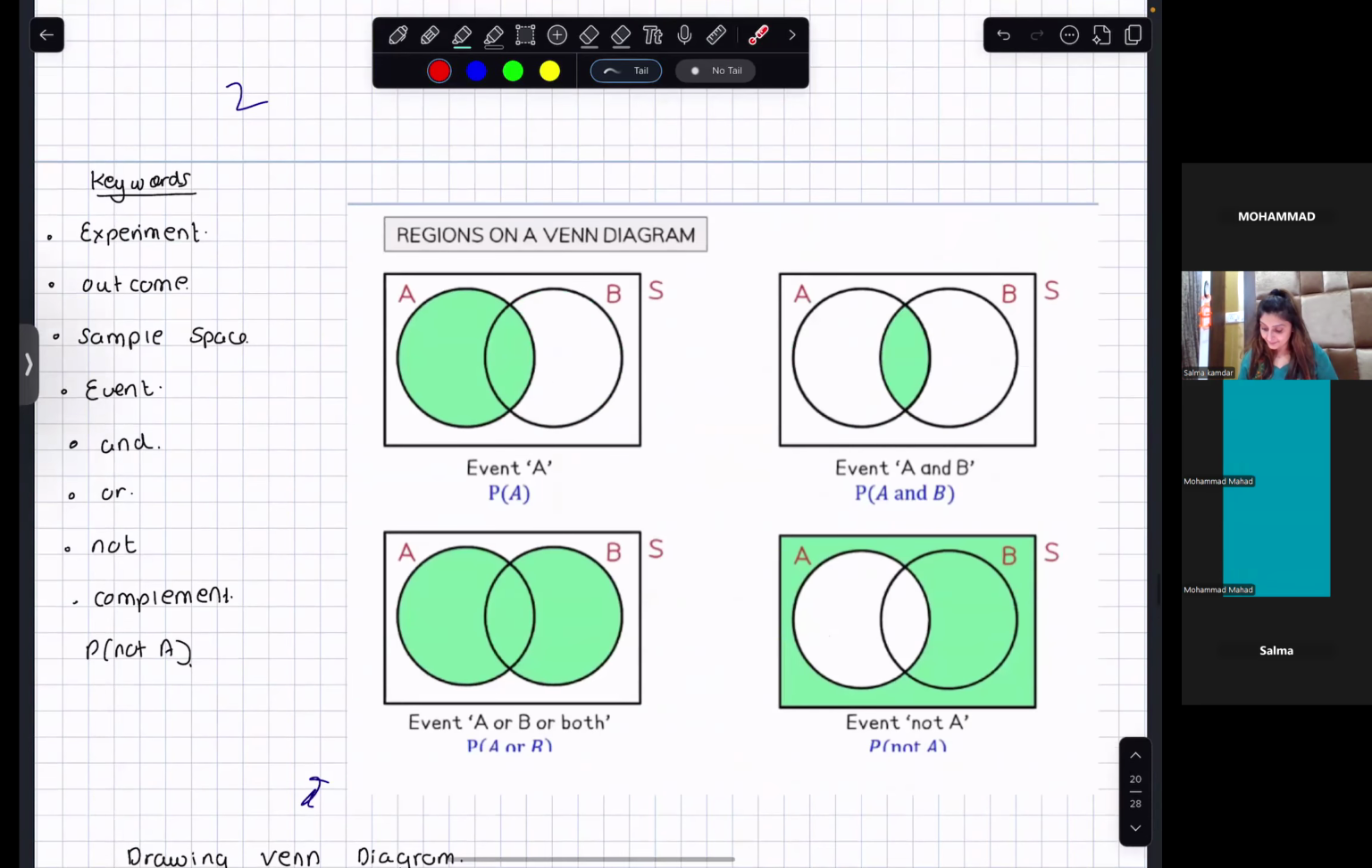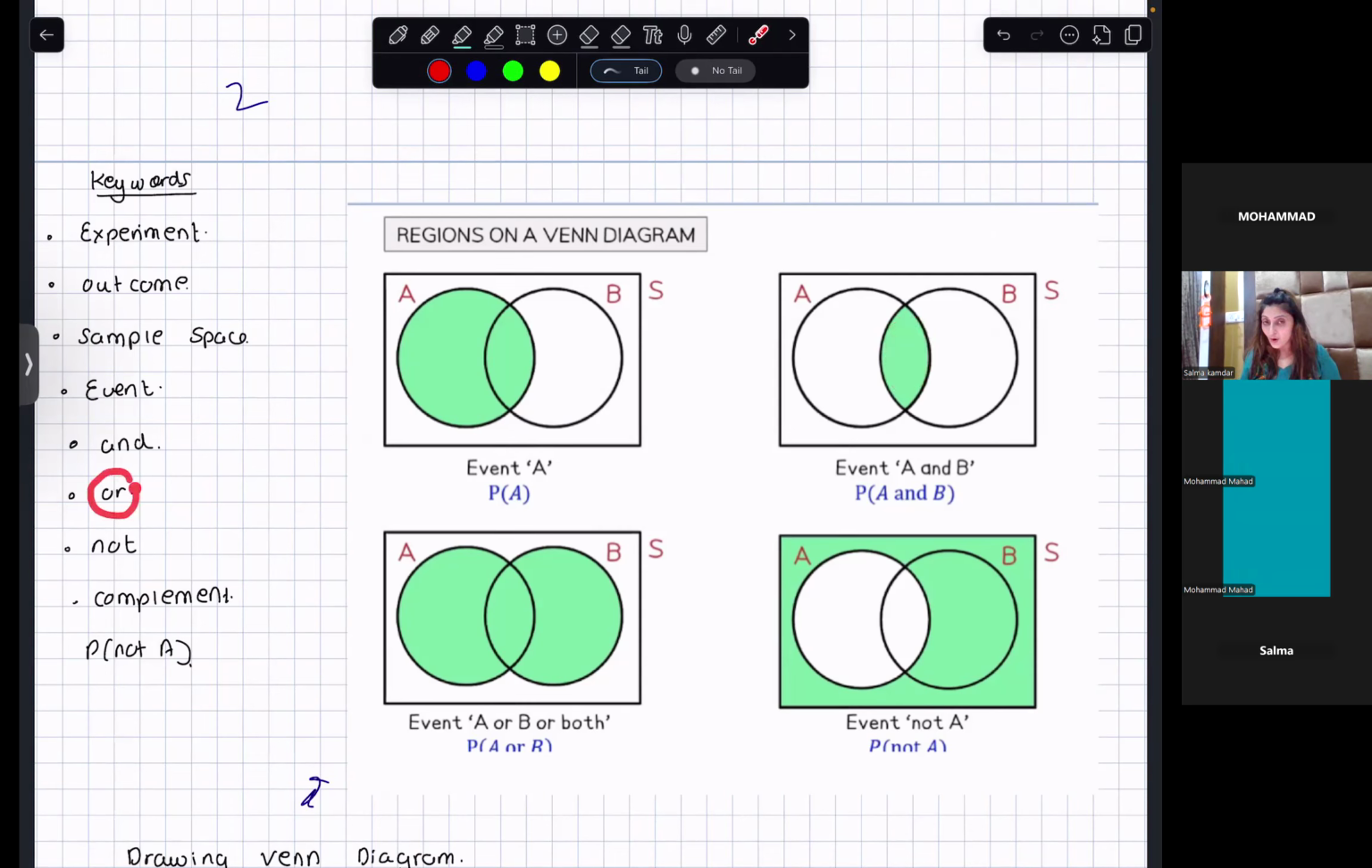What do you mean by and? And is not union. When I'm talking about and, both the things are happening together. So and is the intersection.